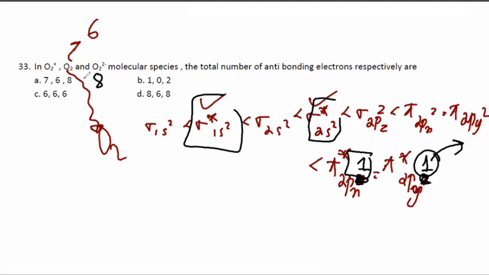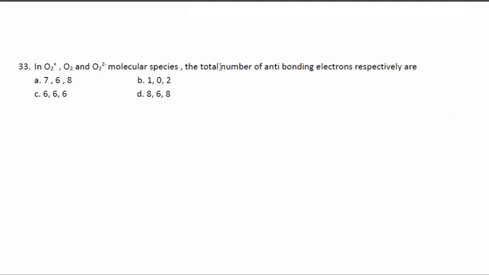So what about the choices? Question number 33, the choices. I'm sorry, actually this question is O2 minus. That's a typing mistake. O2 minus means there is 1 more electron in the antibonding orbital. So 6 plus 1, 7 electrons will be there. So this will be the choice. This is not O2+, it is O2 minus.